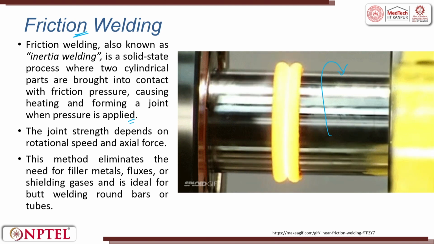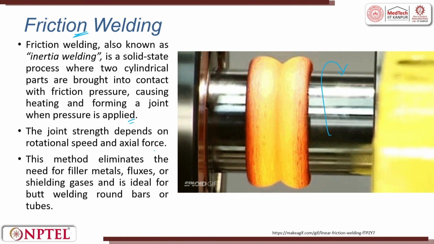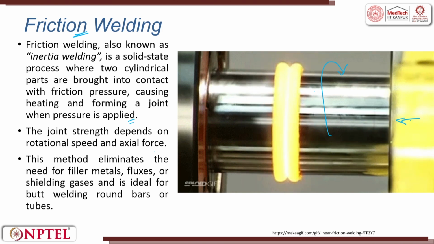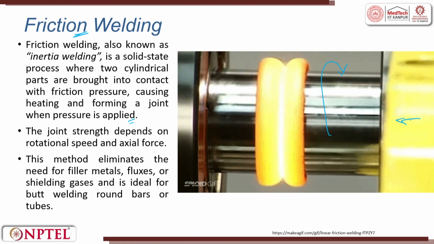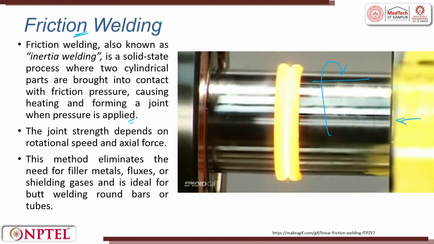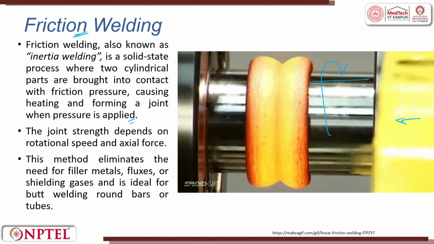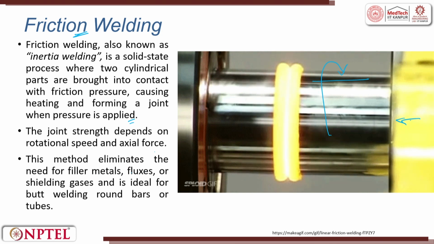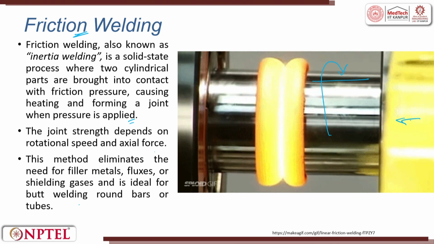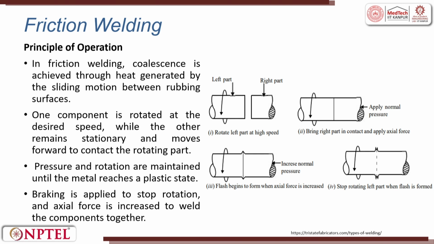So, no foreign element is attached or added to it. The joint strength depends on the axial speed and the axial force. So, you apply force, you rotate. The combination is very much talked about. You can have solid workpieces to be welded. You can also have tubes to be welded. Tube welding of dissimilar materials is possible. The method eliminates the need for a filler metal, flux or a shielding gas, and is ideal for butt welding of round bars or tubes. So, the principle is, first you have a right part, a left part, and the rotation happens in the left part.